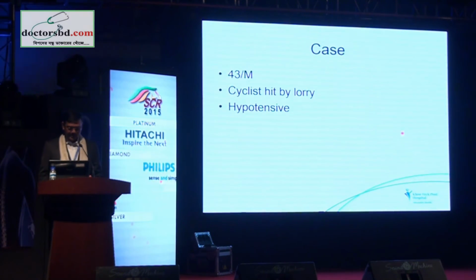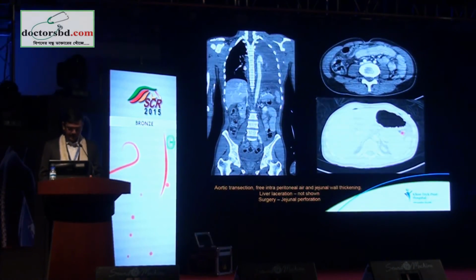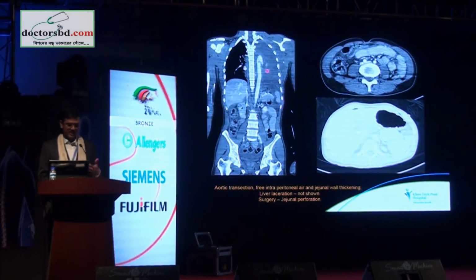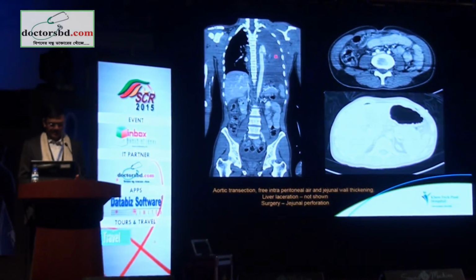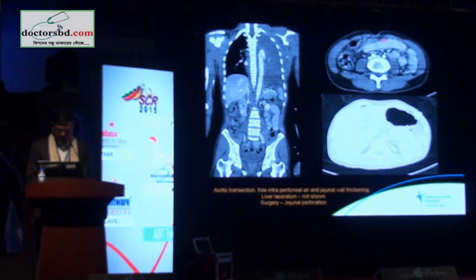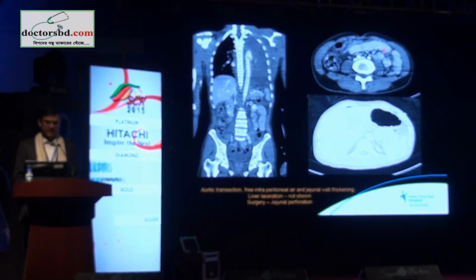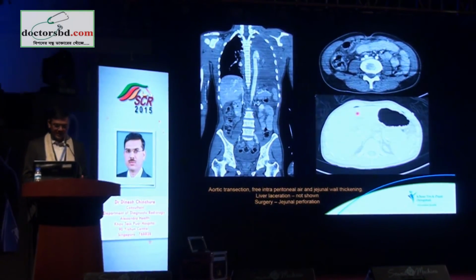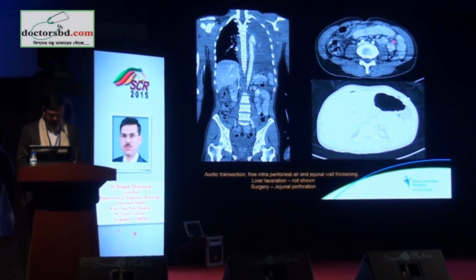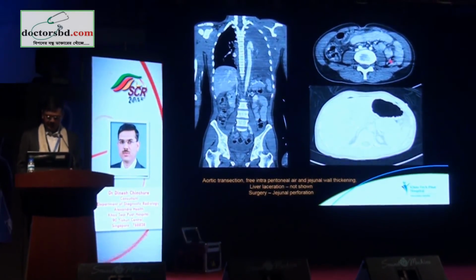Young man, cyclist, hit by lorry, hypotensive on presentation. This patient had a catastrophic injury of the aorta, which is aortic transection. There was a left hemothorax, and there were thickened bowel loops in the abdomen in the jejunum. And the most important thing was this patient had free air. So on surgery, there was jejunal perforation.